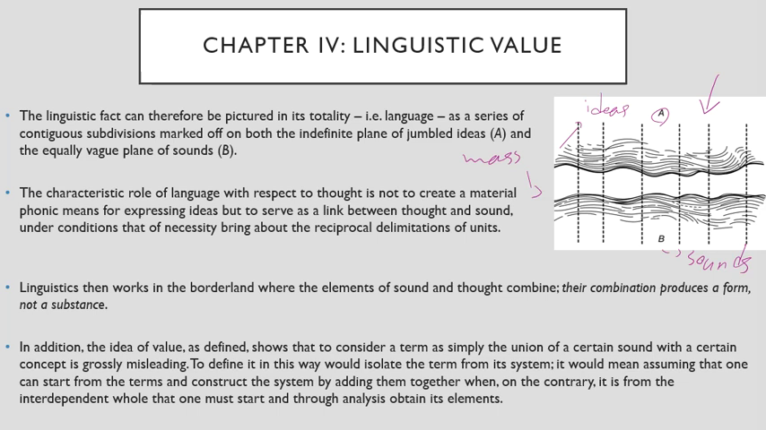And so linguistics, for him, works in the borderland where elements of sound and thought combine. So that's completely understandable. Thought and sound combine, and then instead of these chaotic masses, we have something ordered and structured. That's what language does. The combination of sound and thought produces a form, not a substance. What does this mean?